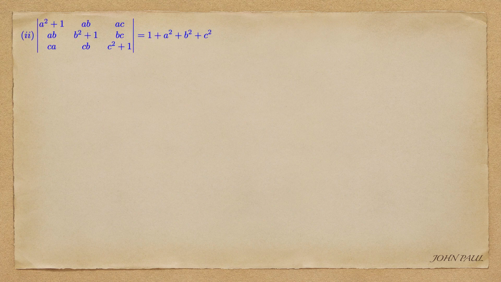Second problem, we have to prove that the determinant is equal to 1 plus a square plus b square plus c square. Solution: this is a little different because we can't take any common term directly. Even if we use row or column operations, we can't take a common term. For that reason, we will multiply and divide column 1 by a, column 2 by b, column 3 by c. Then we can take some common term.